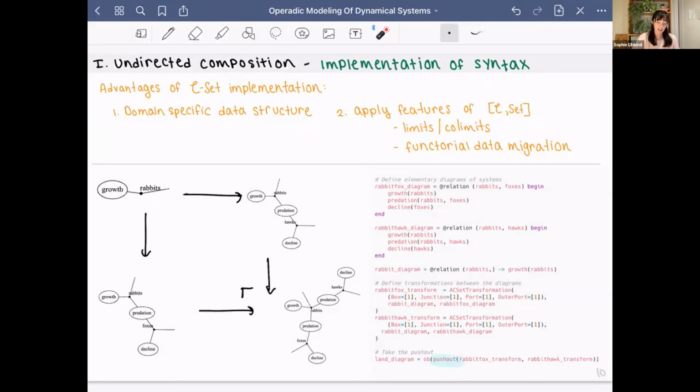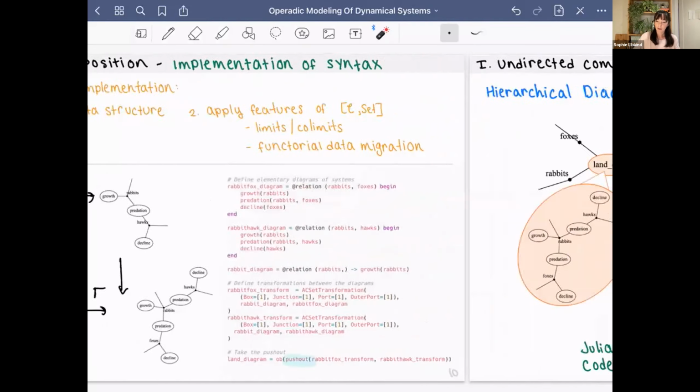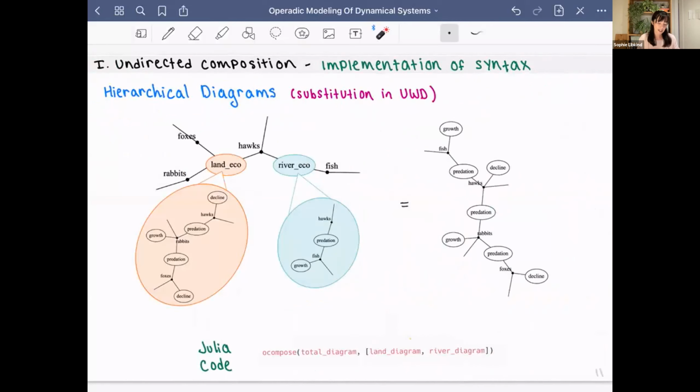Another feature of this category is that we can do functorial data migration, mapping from, say, C-sets to D-sets in a really straightforward way. So the last piece about the syntax that I'd like to discuss is this idea of hierarchical diagrams. One of the things we can do in an operad is substitution, and this is some idea of composition. Suppose we wanted to create this large diagram of systems that relates fishes, hawks, rabbits, and foxes, and you can imagine many more animals. And this might be hard to construct right off the bat.